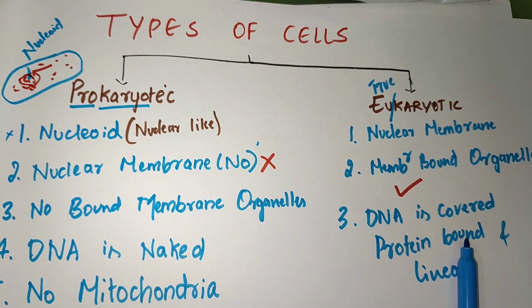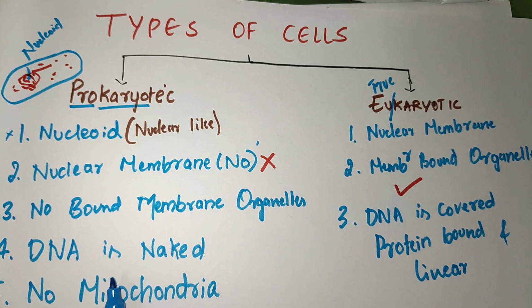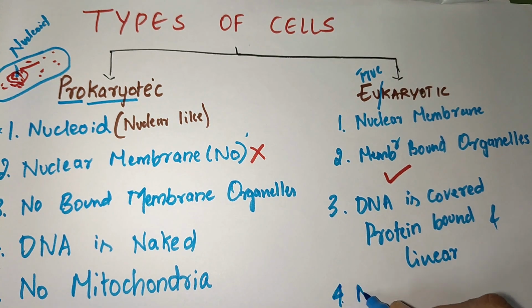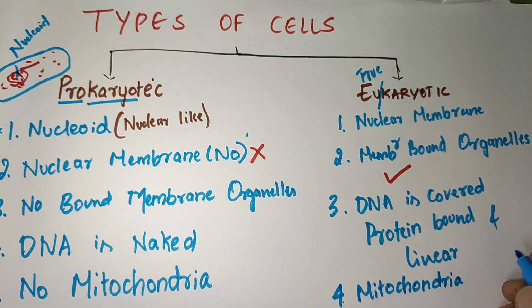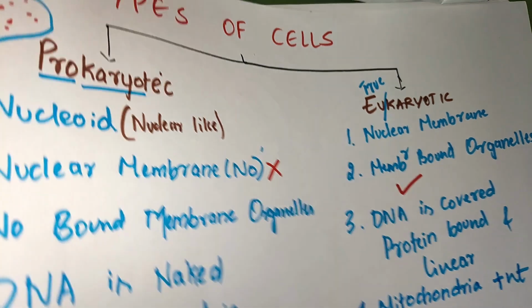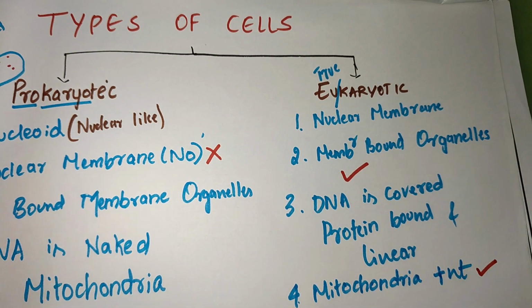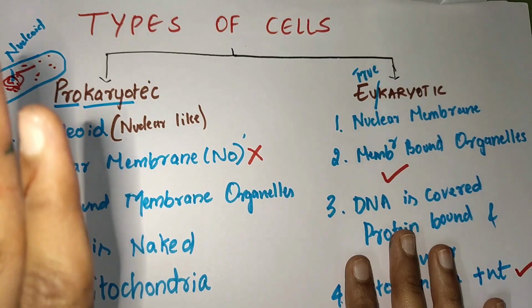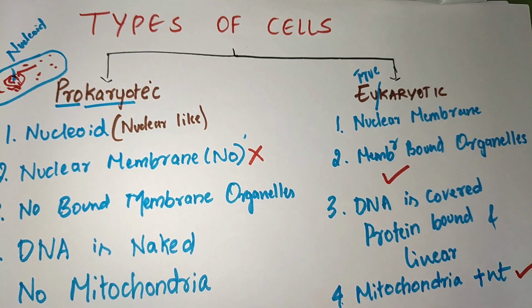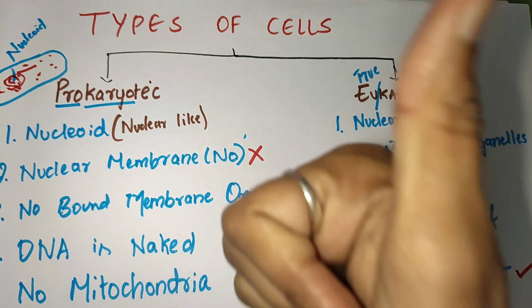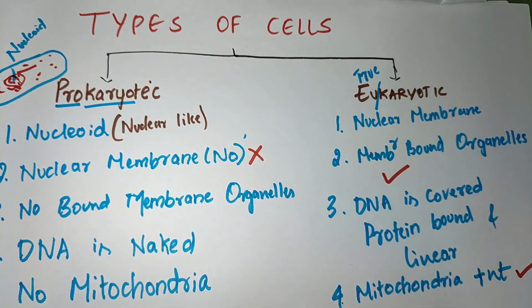DNA is naked, DNA is covered by protein, DNA is circular, DNA is linear. Mitochondria is absent and here the mitochondria is present, and mitochondria is the powerhouse of the cell, right? मैंने present को ऐसे लिखा है, ठीक है, समझ जाना. This means present. Okay, this is about types of cell, that is prokaryotic cell and eukaryotic cell. Two types of cells there are. One is prokaryotic and another one is eukaryotic.